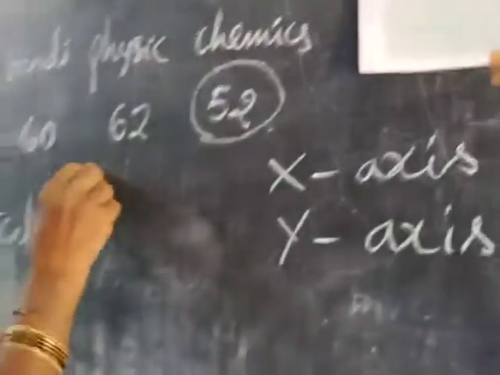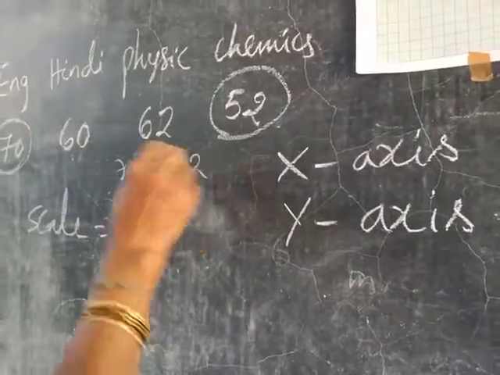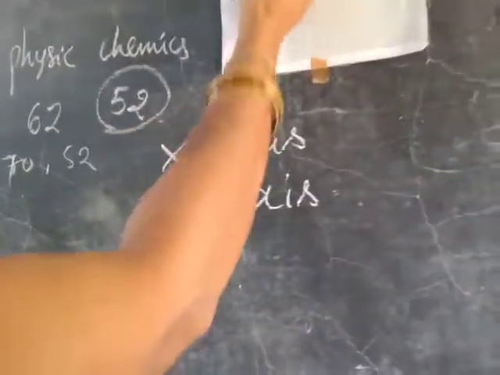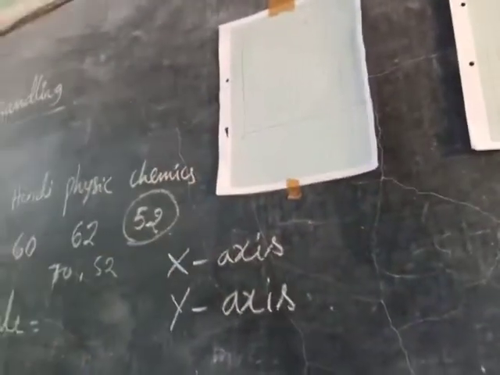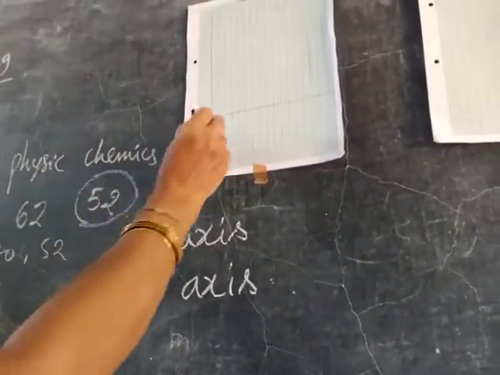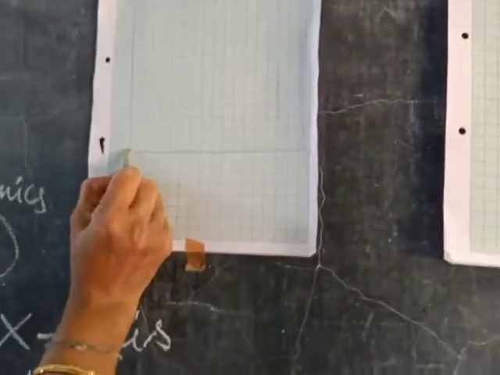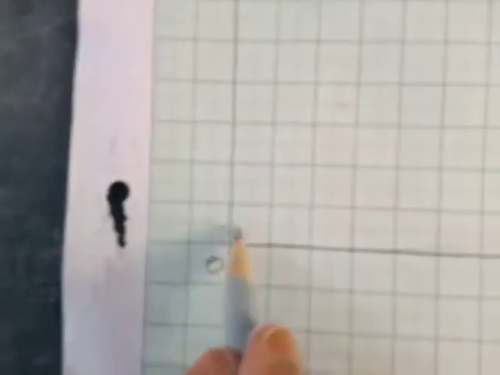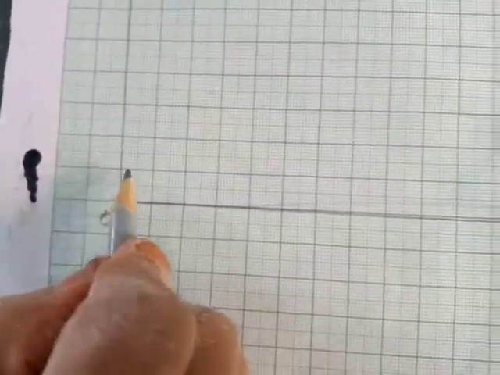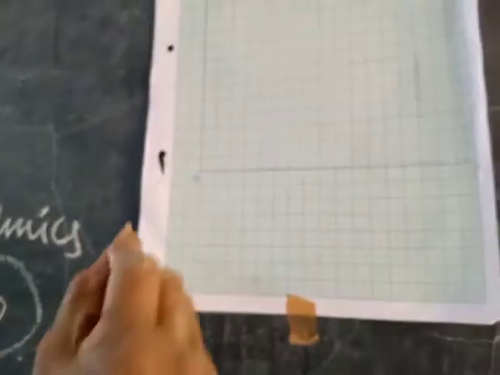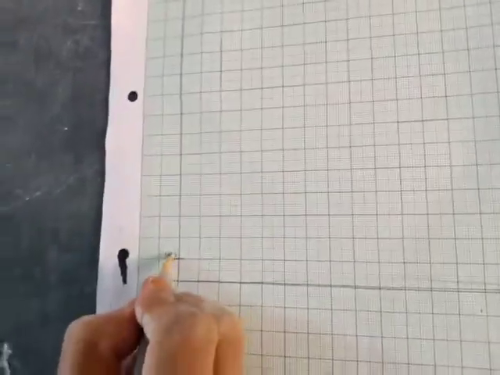And how will you take these marks? The highest mark is 70 and the lowest mark is 52. So you will take each unit. One square is called a unit. In one unit there are 10 small divisions. One small line is 1 mark. So 1 unit here is 10 marks.